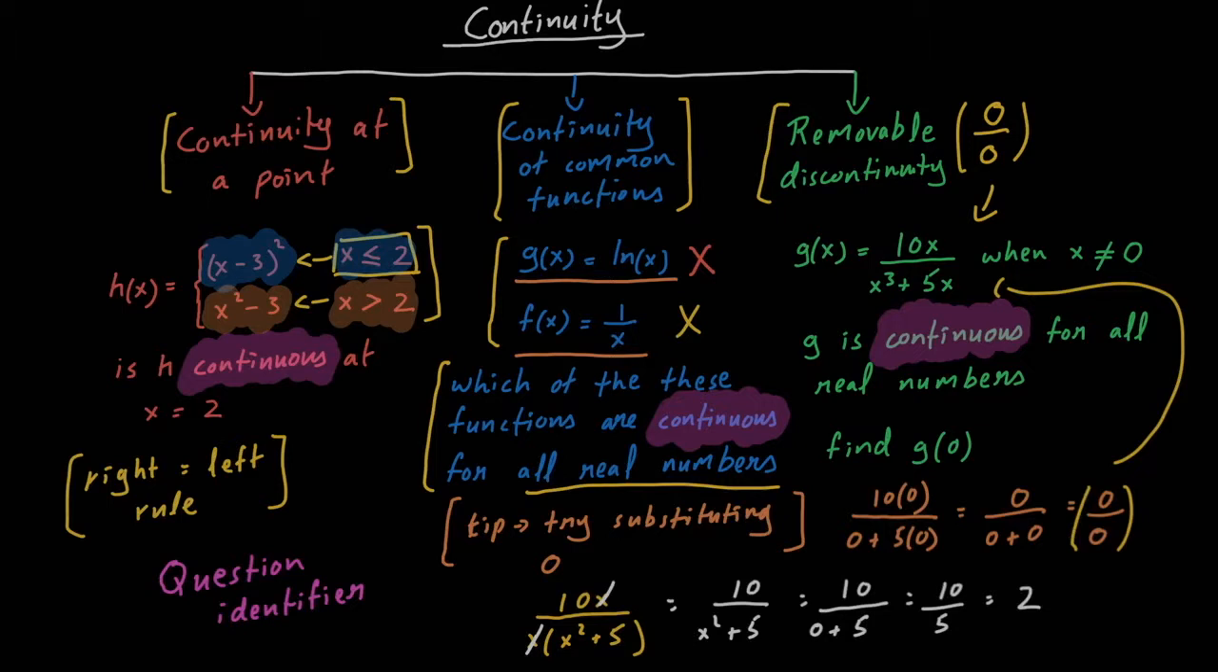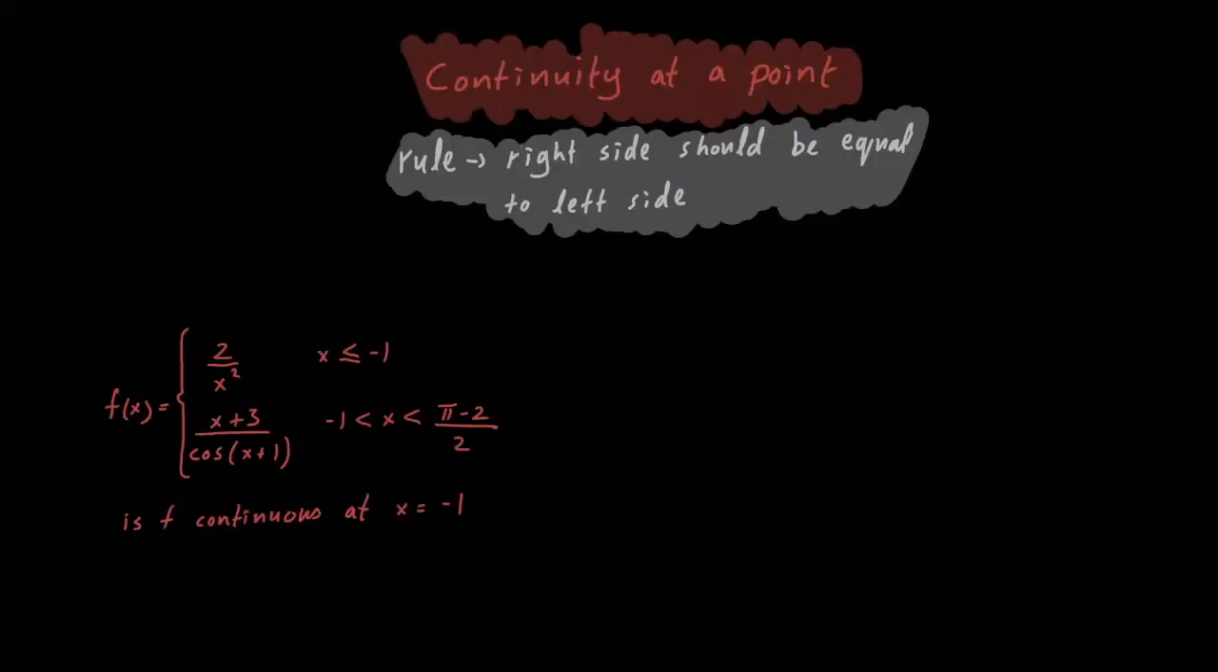Now let's do some practice questions for each type. Continuity at a point. We know that the rule is pretty simple, which is the right side should be equal to the left side. So the first question, f of x is this equation when x is less than or equal to -1, and it is this equation when x is greater than -1 and less than this value. Is f continuous at x equal to -1?